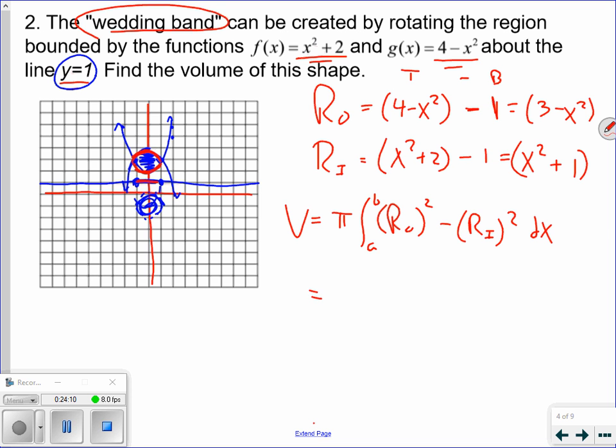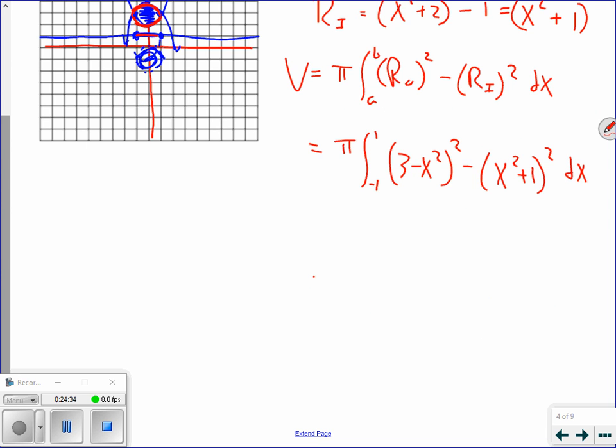So in this example, we're looking between negative 1 and 1. That's where they intersect. Our outer radius was 3 minus x squared, squared. And my inner function was x squared plus 1, squared. And then it becomes another thing that we can simplify and integrate. So we can take a second and do it real quick. I'll at least simplify it out for you.